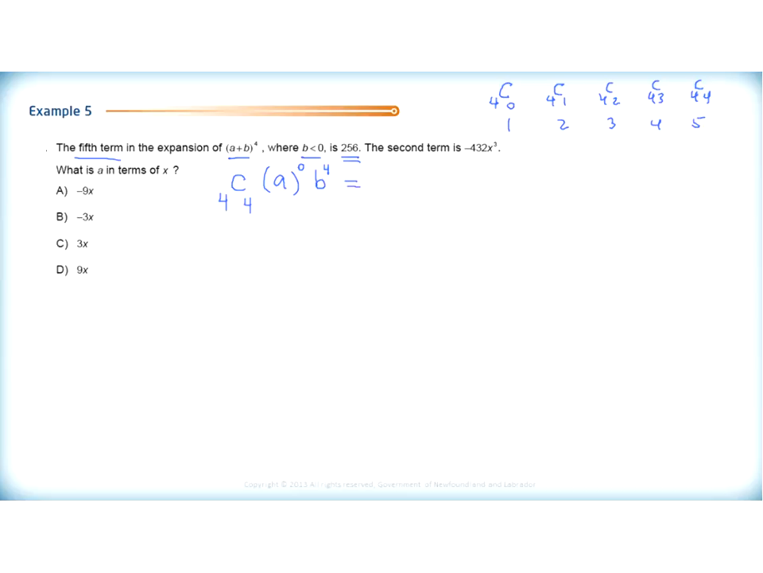It says that the fifth term is 256. It is 256. Let's simplify this. The C of 4, choose 4 is 1. A to the 0 is 1. B to the 4 equals 256. If I solve that for B by taking the fourth root of 256, it's actually plus or minus the fourth root of 256 because B could be plus or minus here. The fourth root of 256 is really the square root of the square root if you want to do it that way.